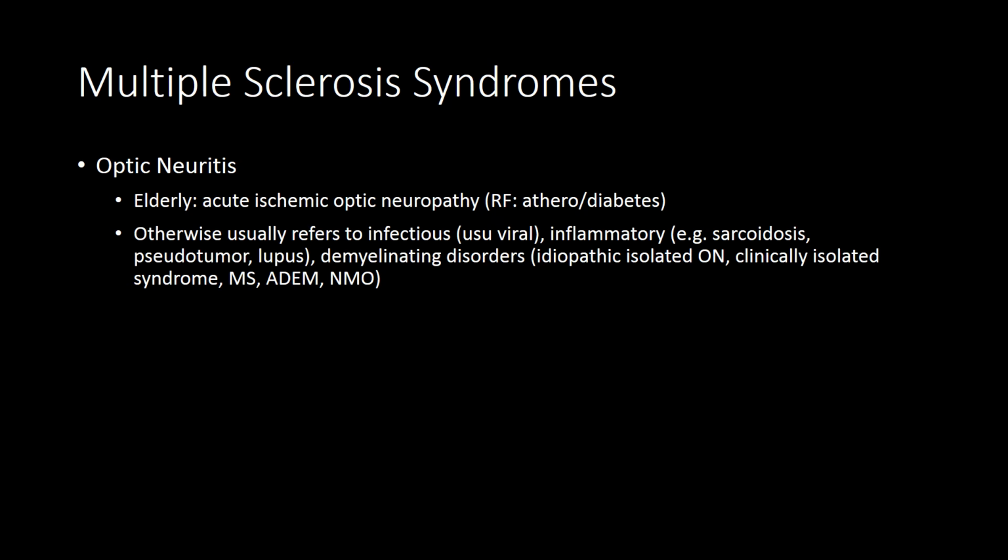Additionally, you can see optic neuritis with multiple sclerosis. The term optic neuritis usually refers to infectious, especially viral, inflammatory, or demyelinating causes. Inflammatory causes include sarcoidosis, pseudotumor, or lupus, and demyelinating disorders associated with optic neuritis include multiple sclerosis, ADEM, NMO, as well as clinically isolated syndrome and idiopathic isolated optic neuritis.